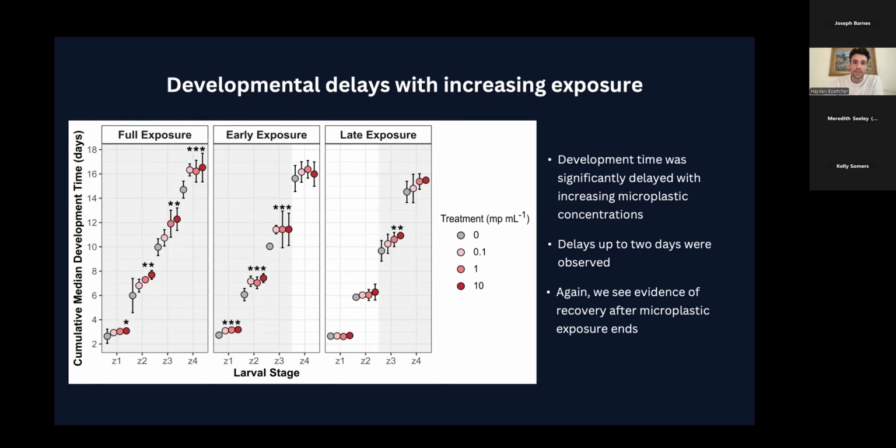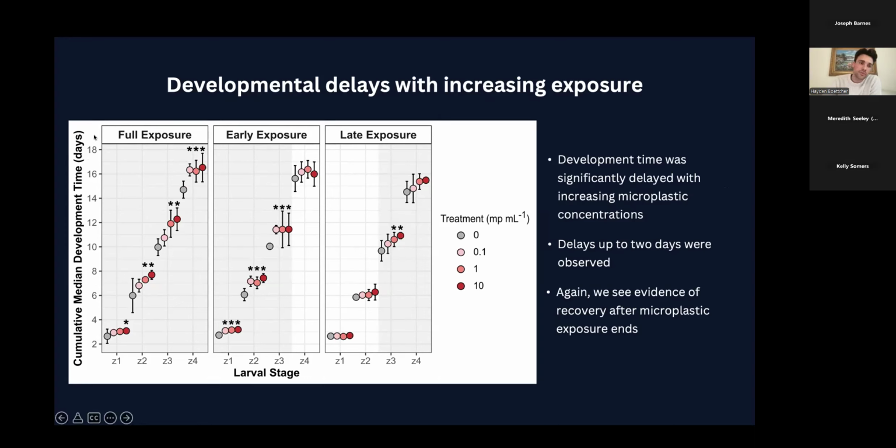Next, we're going to talk about developmental delays. And so here it's basically how long did the larvae spend at the Z1 stage before molting into Z2 or before molting into Z3, etc. And so here we're tracking how long they're stuck at each of their developmental stages. And so again, we see a pretty consistent delay with increasing exposure of microplastic.